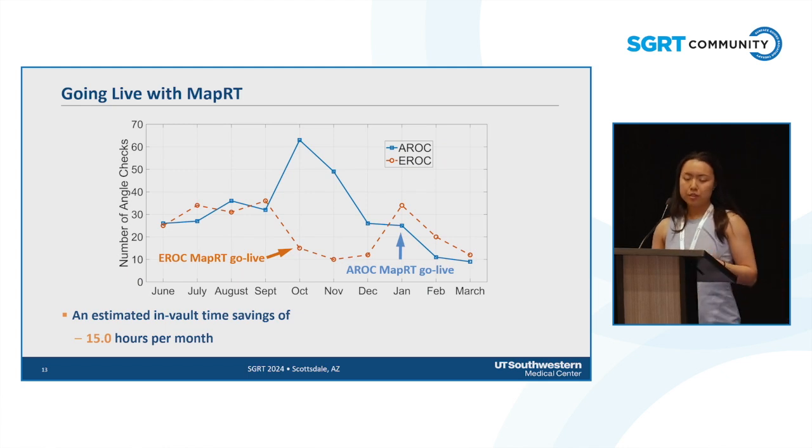So we've gone live with the 2 MapRT units, one last October, the other this January. Here's a graph of how many physical angle check requests we have in our department. It's gone from, on average, about 70 to 80, down to about 10 to 20. And as you can see, the big middle peak there is because of the end-of-year insurance rush, because American healthcare system. And then we estimated, on average, about 15 clinical hours saved per month of the machine and the therapist's time because of the introduction of these 2 systems.